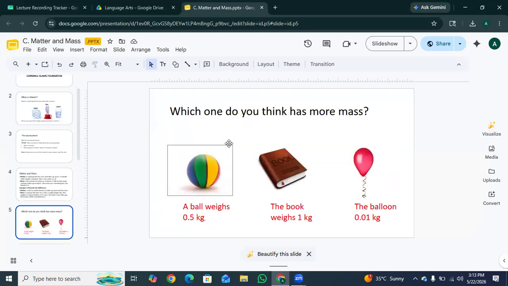So, what do you think has more mass? A ball, 0.5 kg, the book, which is 1 kg, and the balloon, which is 0.01 kg, which is so less. Yes, the book has more mass.